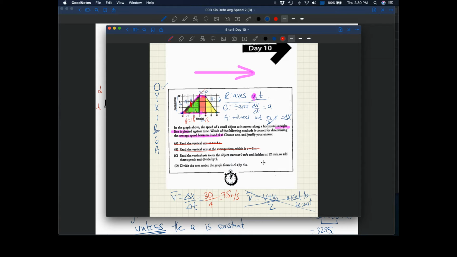Read the vertical axis of the object at time 0 and at the finish, so add these speeds and divide by 2. That's this case. We know it can't possibly be this technique. Divide the area under the graph from 0 to 4, that's the green and the pink, and divide by 4 seconds. That's what we did, and that's why that's the correct method.